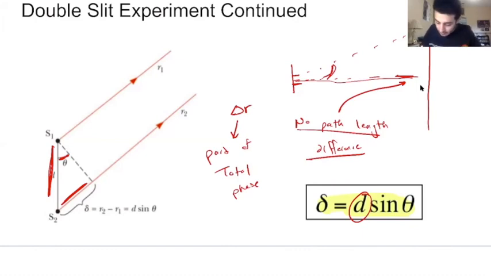So we see that this is zero. The total phase here is zero. The first one, it'll be 2 pi, and then it'll increase. Okay.